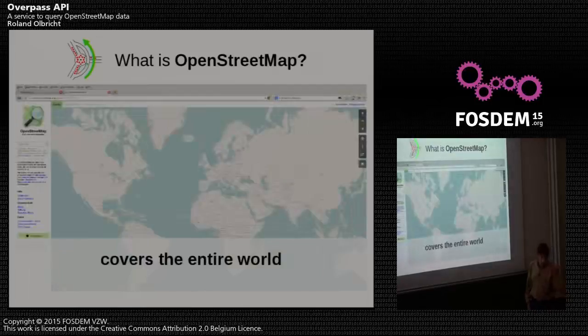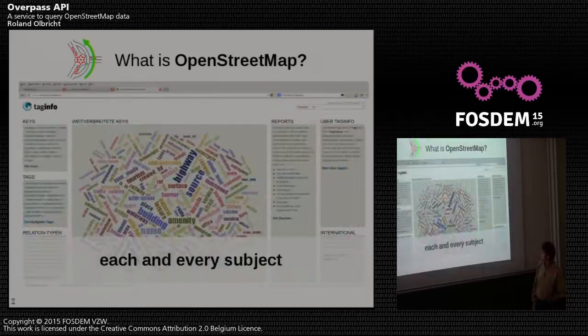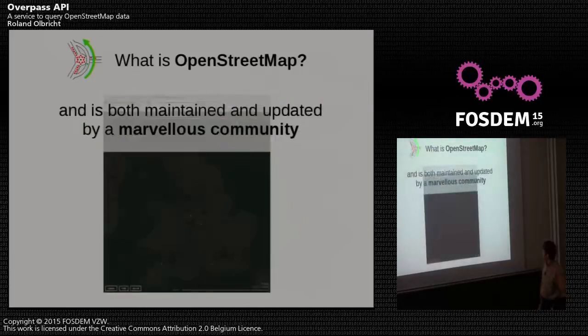It covers the entire world. It covers each and every subject. And it is maintained by a marvelous community. You see these dots lighting up in the background. This is a day of edits in Great Britain. Whenever there's something alight, that's an hour of edits in Great Britain. So you see that even during a day, there's a lot of activity in a country. After a day, you have a different map of a country like Great Britain than the day before.